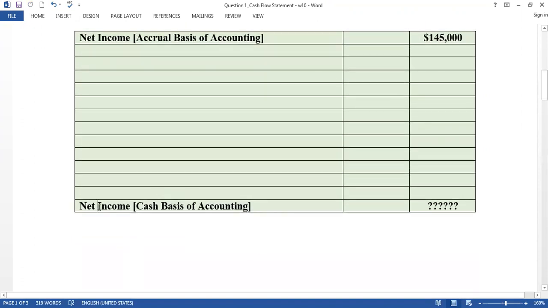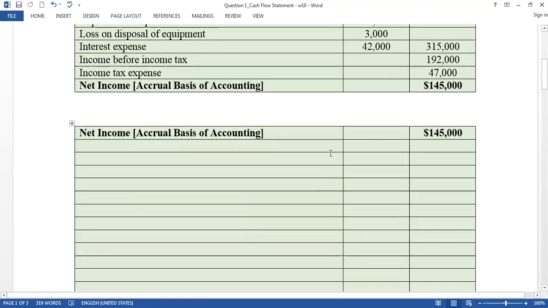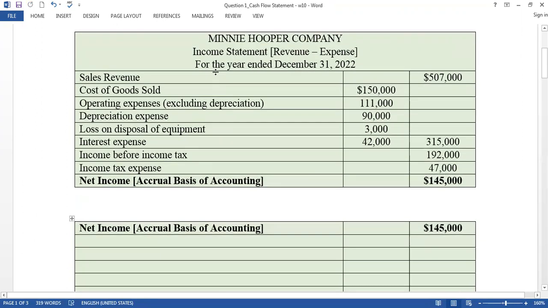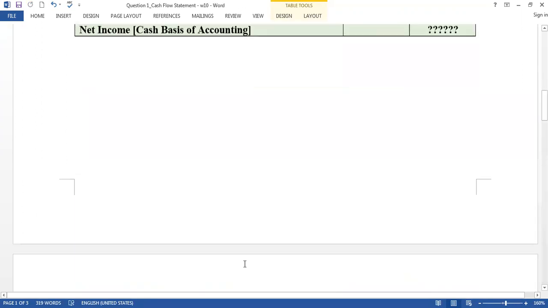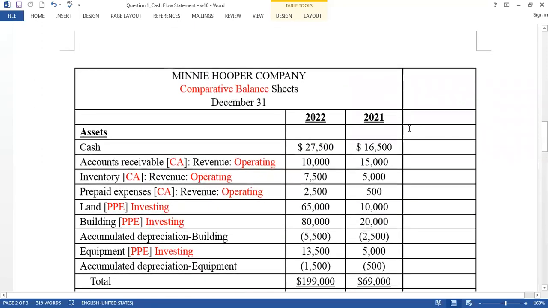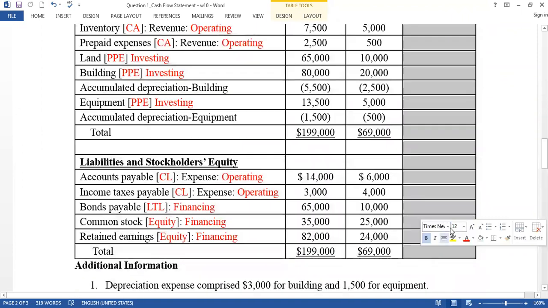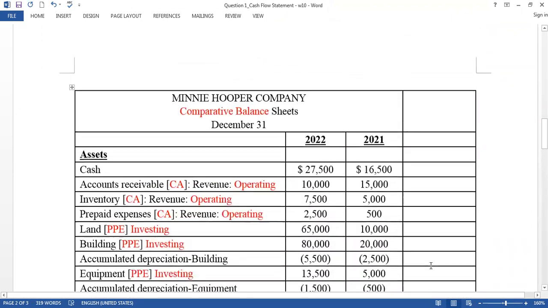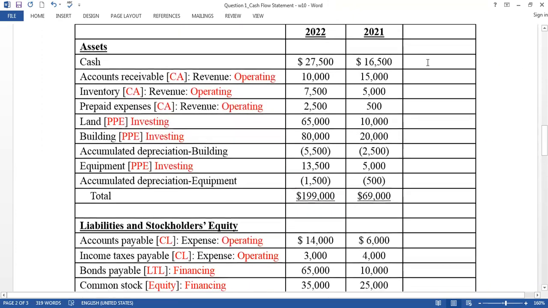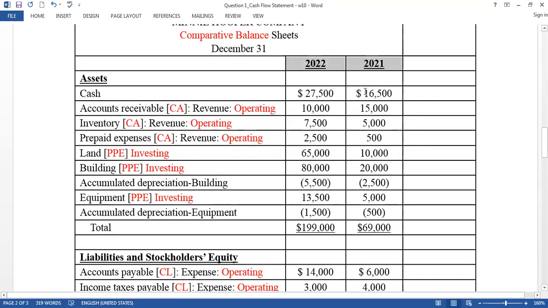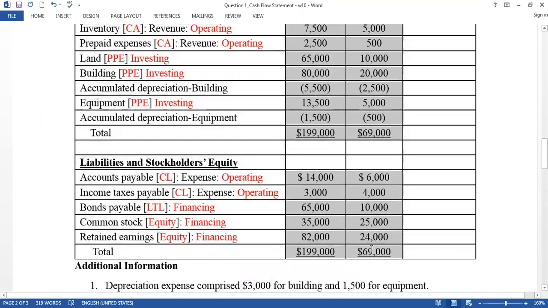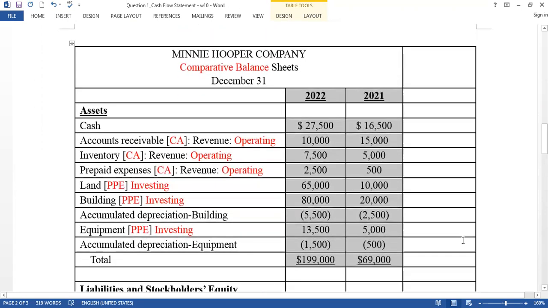So we have to prepare net income on a cash basis from this income statement and from the balance sheet. Now here you have to add a new column in the question paper. The question paper will not give you this column. It will only give you the current year and previous year data. So you have to create a new column.